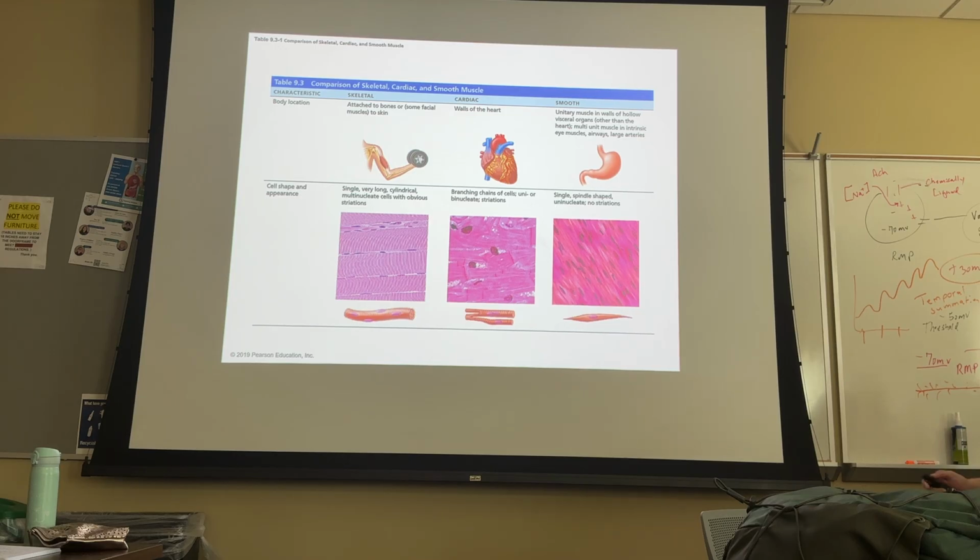Skeletal. How about cardiac muscle? Where do we find cardiac muscle? In the heart, within the walls of the heart.